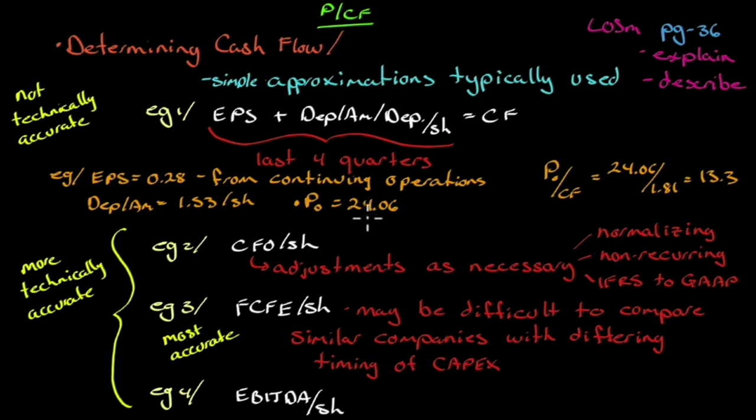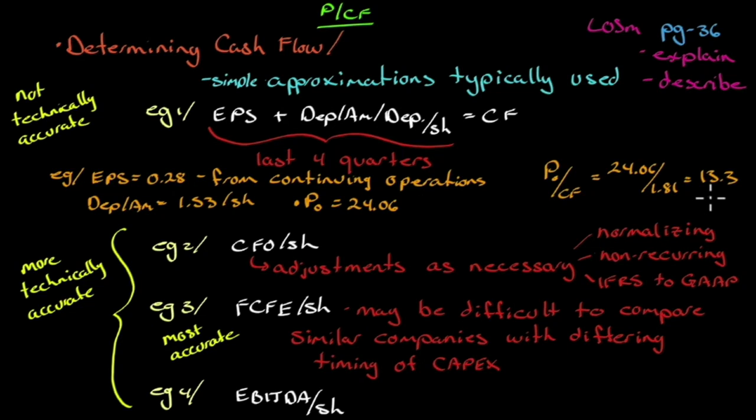And our current price is $24.06. So our price to cash flow will be $24.06 divided by, we add them up, earnings per share plus the depreciation per share. We have 13.3. Now you see a price to cash flow ratio of this. Whenever you see a price to cash flow ratio, the first thing you should say is, what's the denominator? How are you defining cash flow?